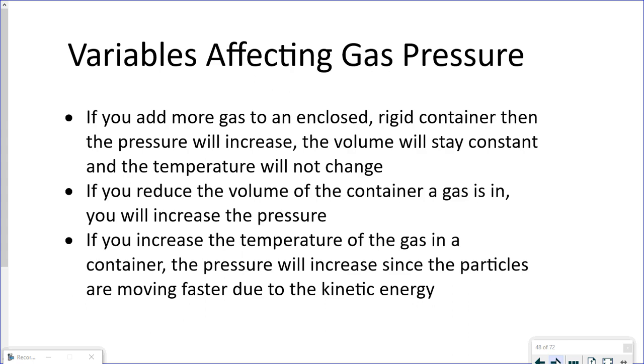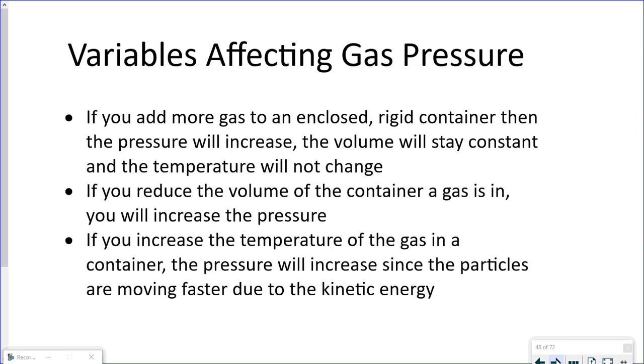So looking at how these variables affect gas pressure. And a lot of this you already know, maybe just not in scientific terms. But if you add more gas to an enclosed rigid container, the pressure will increase if the volume stays constant and the temperature doesn't change. So think of if you're driving and your tire pressure is low. You can't actually change the size of the tire or the temperature of the tire, but you might stop at a gas station, put more air in the tire. Simply because the more particles there are, the more collisions between the particles, which is what creates that pressure.